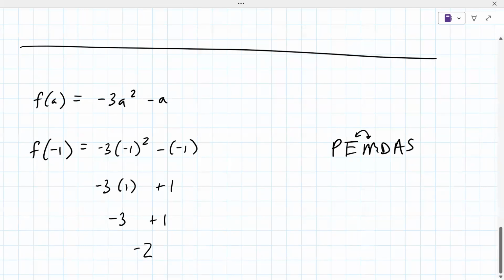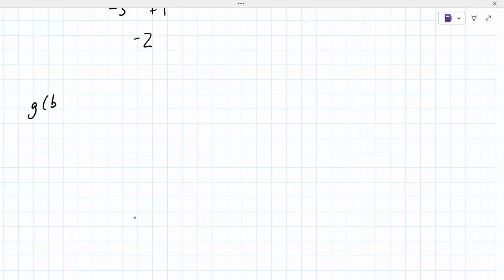Okay, let's look at another one here. Let's say g of b equals -5b plus 2b squared, and I want you to find g of -2 for it, please. I have 18. That sounds good.